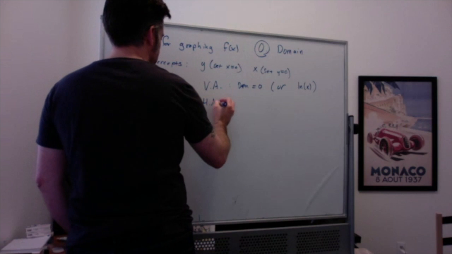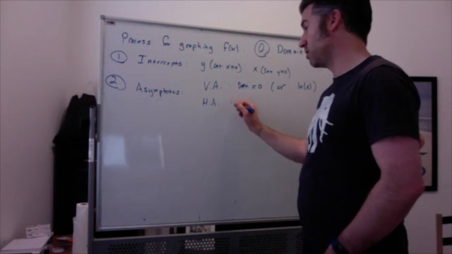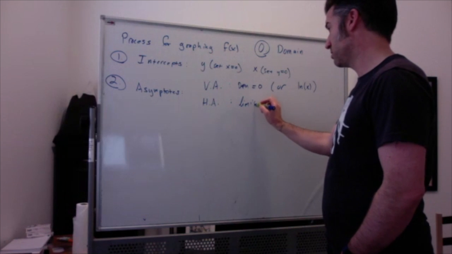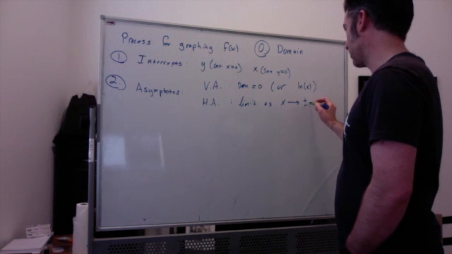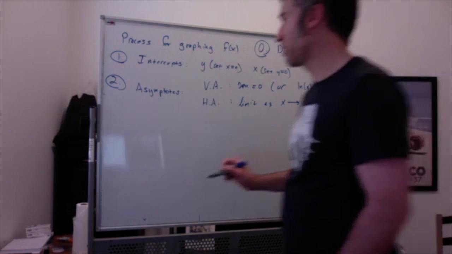Horizontal asymptotes, there are various ways to find them. The most general way of saying it is you're actually taking the limit as x goes to either infinity or negative infinity. Sometimes this can be quite complicated. All right.